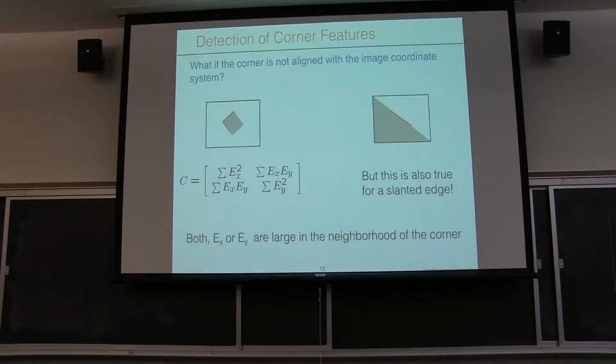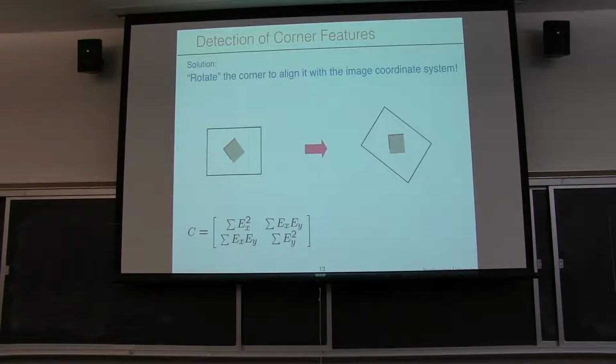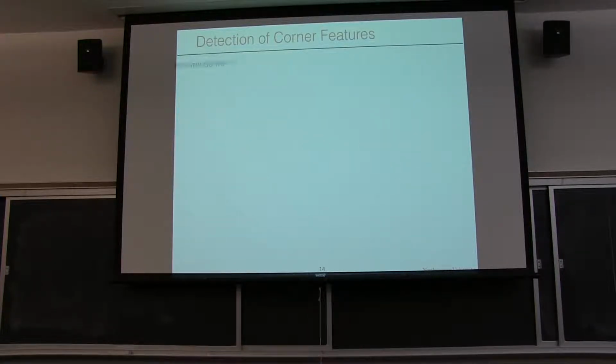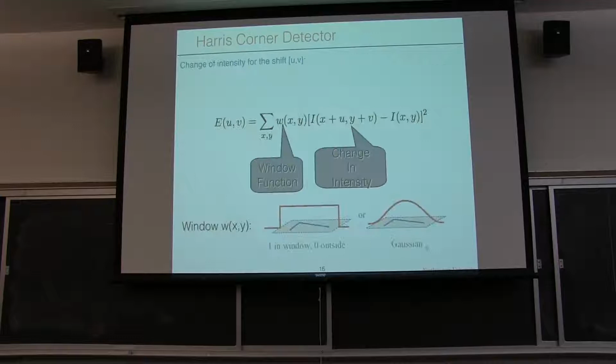Okay? So what we did was to solve the problem by reducing the problem to something that we knew how to solve, which is rotating the image. And the nice thing was that I didn't really need to find the rotation. I just needed to diagonalize this matrix. Okay? So if we diagonalize the matrix, and then I look at the diagonal elements and see that both are large, then I have a corner. Okay? So that was the thing that we talked about last time.